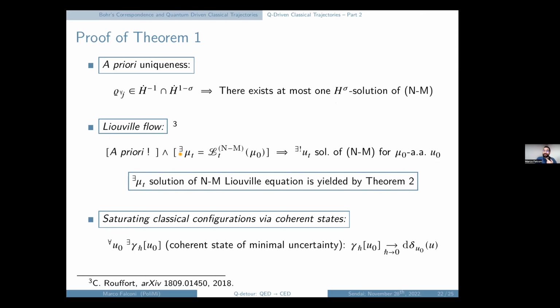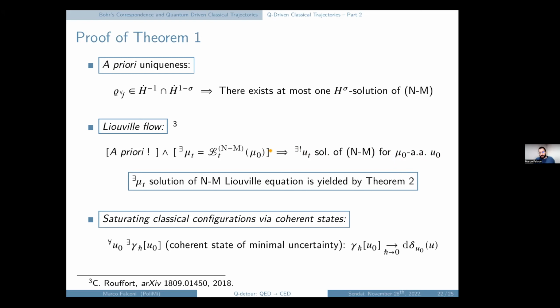Combining that existence of this solution of the Liouville equation with the a priori uniqueness, we have that there exists and is unique a solution in the stronger sense, in the sense of the integral equation of the Newton-Maxwell equation. And this is true for mu0 almost all initial conditions u0. So apart from sets of measure 0 in the Wigner measure mu0, we have existence and uniqueness of a solution.